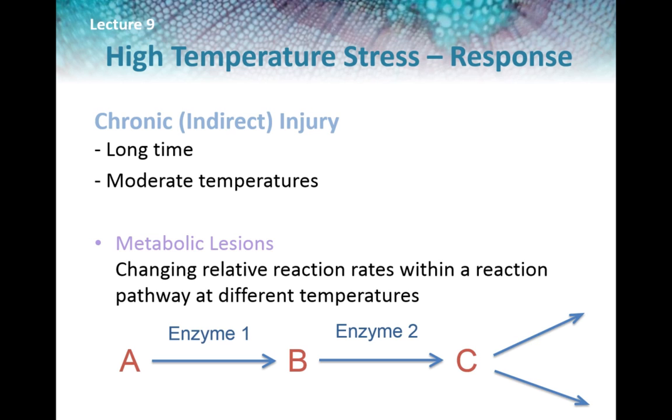Chronic or indirect injury is characterized by exposure to moderate temperatures for long time periods, usually days to weeks. Chronic injury is normally associated with metabolic lesions. Our first example deals with relative reaction rates within a reaction pathway. Consider a reaction pathway in which enzymes sequentially catalyze conversion of substrates to products.